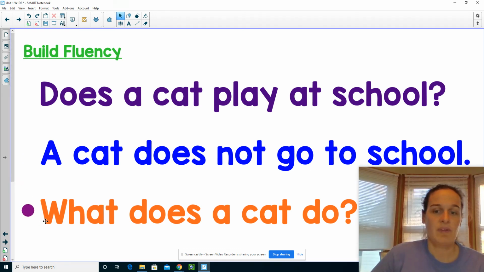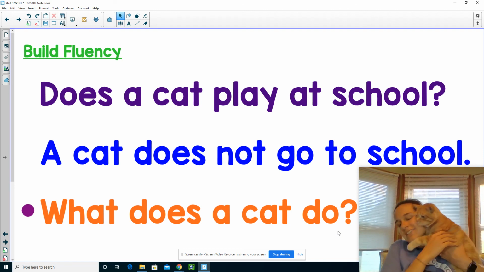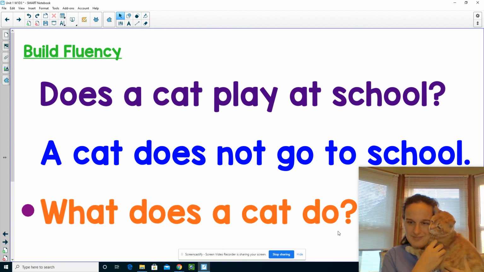Okay, last one. Again, we know all of these words because either they're a sight word for us or it's the word we already sounded out, cat. So here we go. What does a cat do? One more time. What does a cat do? What does a cat do, Charlie? What does a cat do? They stay at home and snuggle and purr.